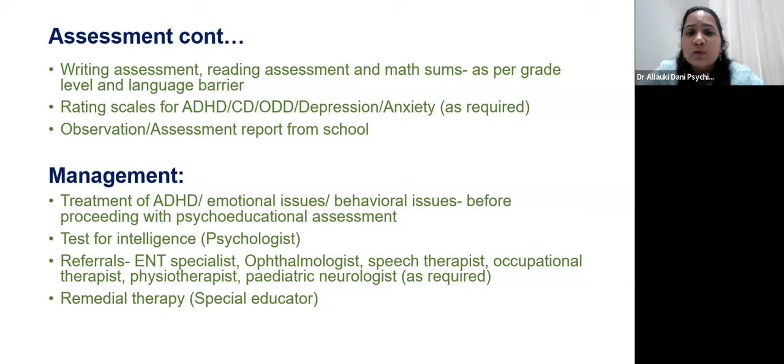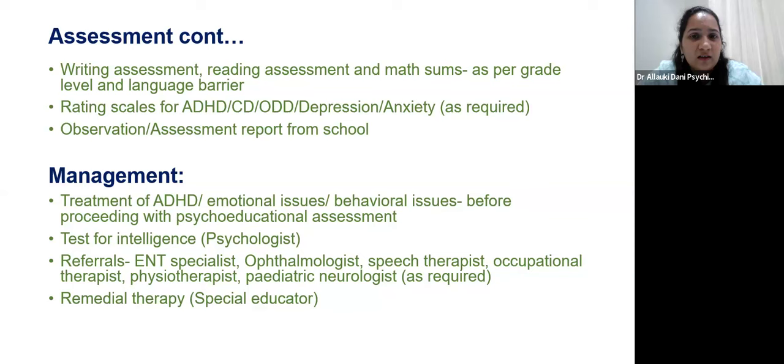Many a time the school comes with a school letter which just states that the child needs some assessment or psychoeducational assessment, but we can definitely ask them to go back to the school and bring an observation or assessment report from the school teacher or the counselor, because the child is with them most of the time, so they can give a better observation report of what the child is undergoing. And in brief, this is what we can do with this child in this case.